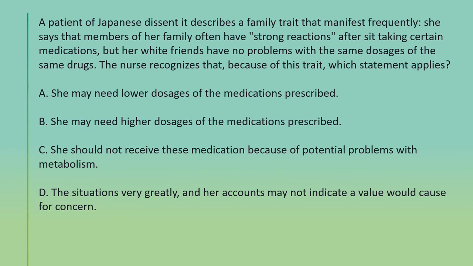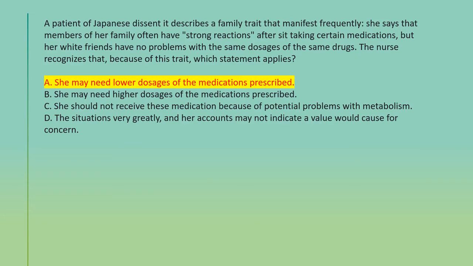A patient of Japanese descent describes a family trait that manifests frequently. She says that members of her family often have strong reactions after taking certain medications, but her white friends have no problems with the same dosages of the same drugs. The nurse recognizes that because of this trait, which statement applies? A. She may need lower dosages of the medications prescribed. B. She may need higher dosages of the medications prescribed. C. She should not receive these medications because of potential problems with metabolism. D. The situations vary greatly and her accounts may not indicate cause for concern. Answer A. She may need lower dosages of the medications prescribed.